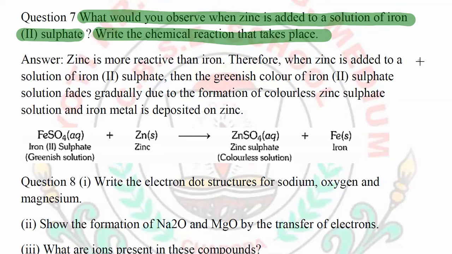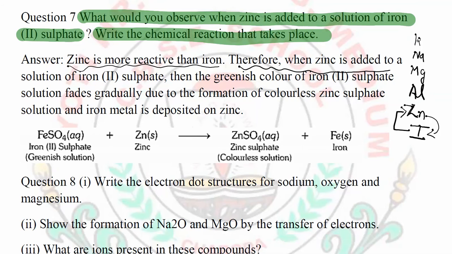So obviously, as we know, the reactivity series goes potassium, sodium, magnesium, aluminium, zinc and iron. So here we are seeing that in the reactivity series, zinc is present above the iron. It means that zinc is more reactive than iron, so it will easily displace the iron from its salt solution.